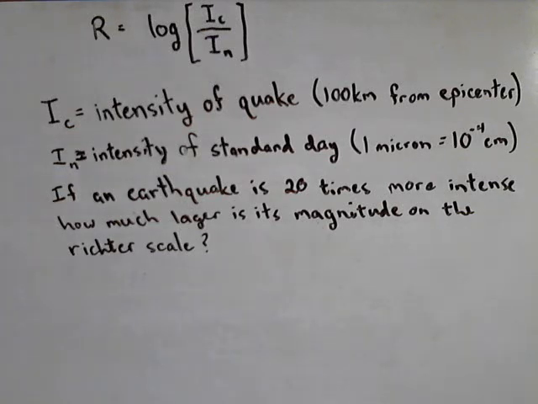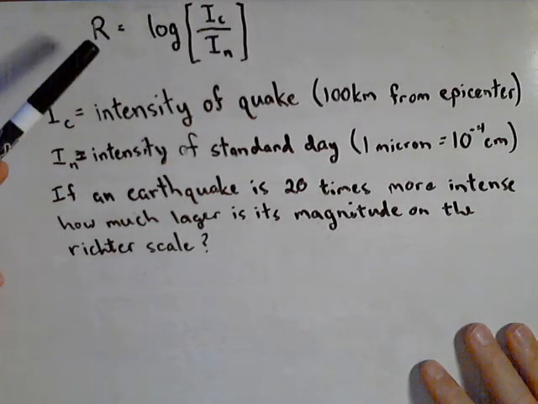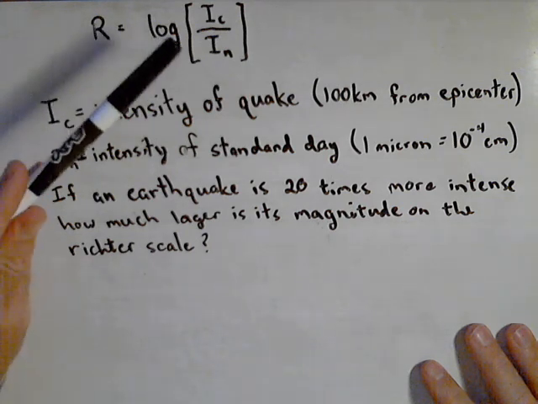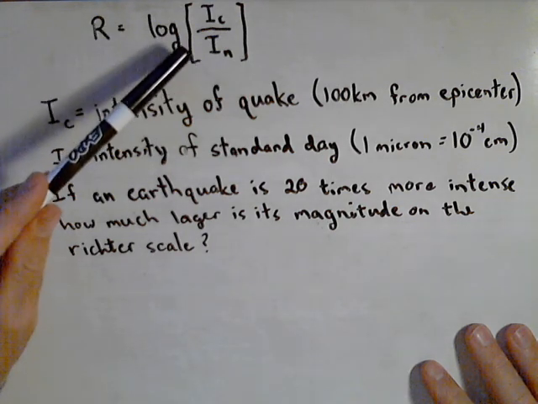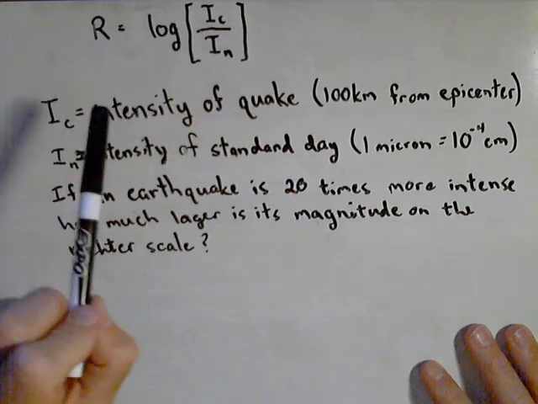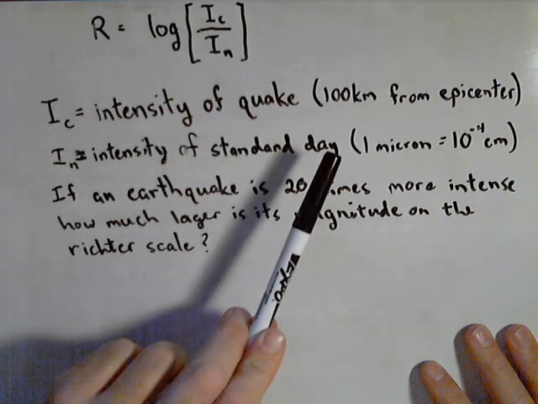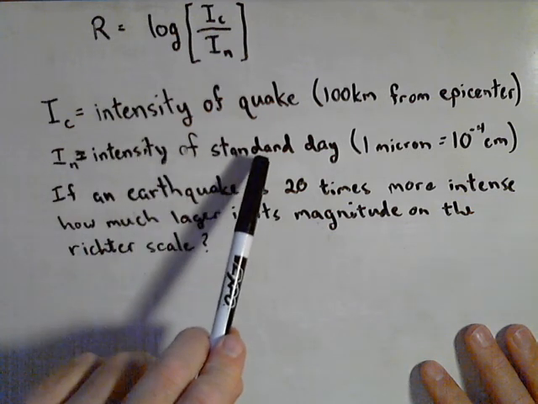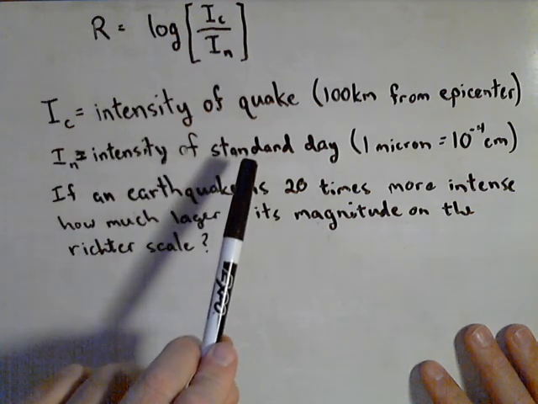In this video, we're going to look at an application of logs involving the Richter scale. The magnitude on the Richter scale is defined to be the log of I sub c over I sub n, the ratio of the intensity of the quake measured 100 kilometers from the epicenter to the intensity of the movement of the Earth on a standard day, which is a given.